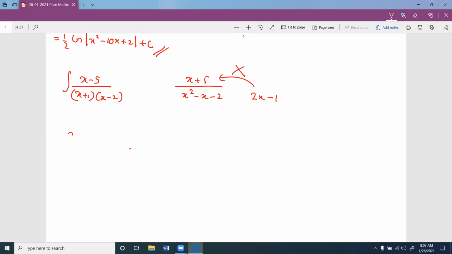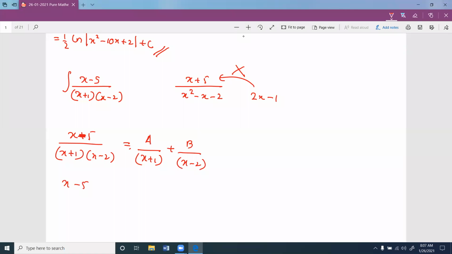Initially, we simplify this and try to write it as a partial fraction. I think we have already learned how to do partial fractions in the last sessions. A over x plus 1 plus b over x minus 2, right? Then we can write the steps, not all the steps.